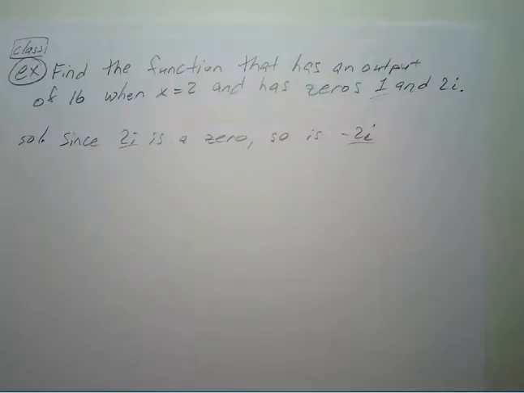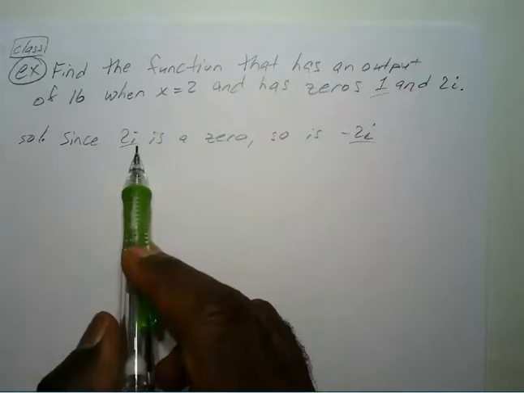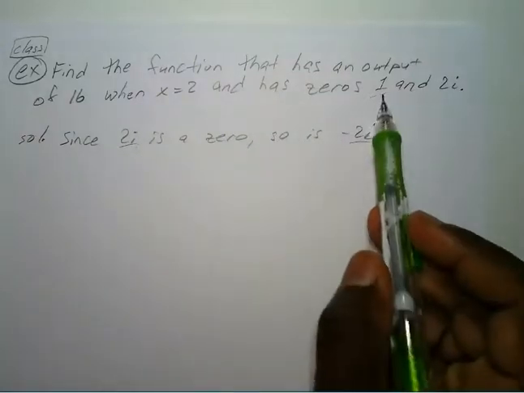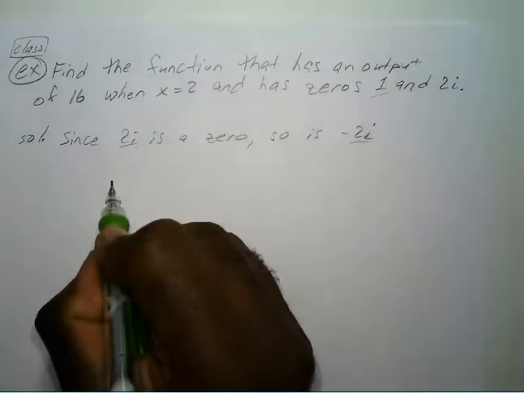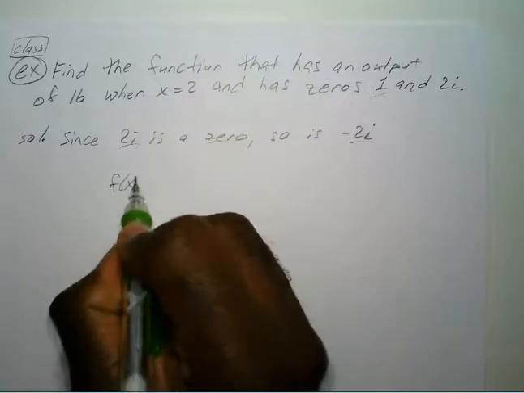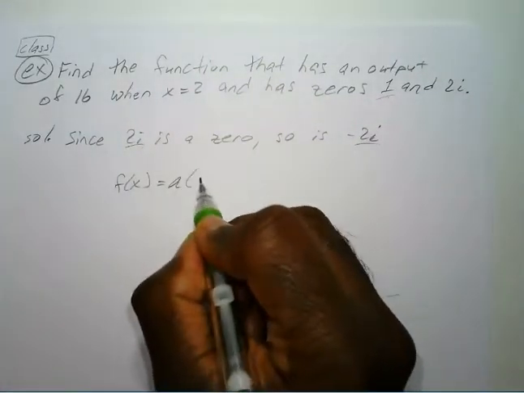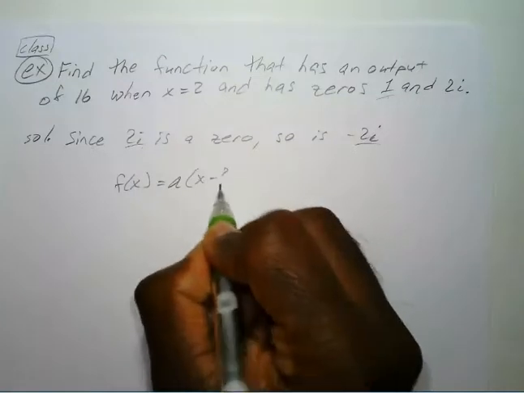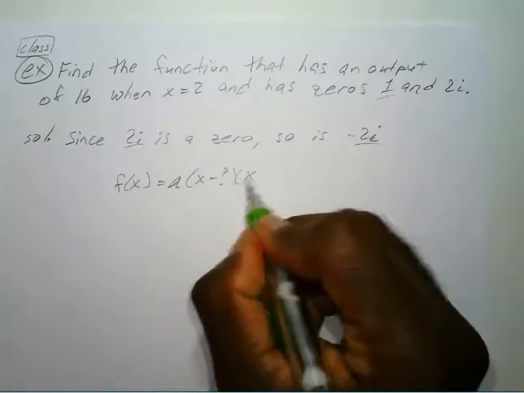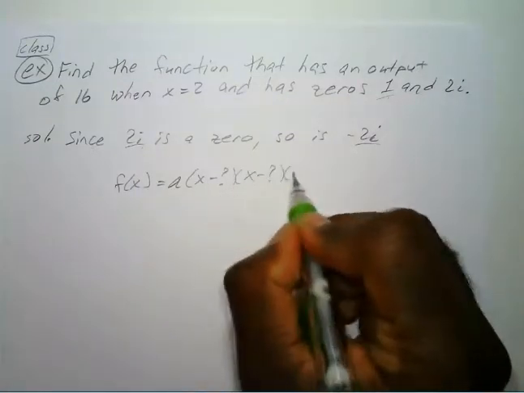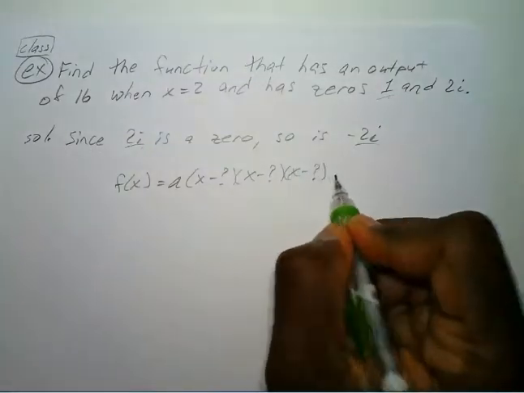All right, so I'm assuming you have already pressed pause and finished up. So let's go ahead and verify your answer. Again, these are your zeros here. We have 1, negative 2i, and 2i. So we know that f of x is going to equal a times x minus something times x minus something times x minus something, and it keeps on going.